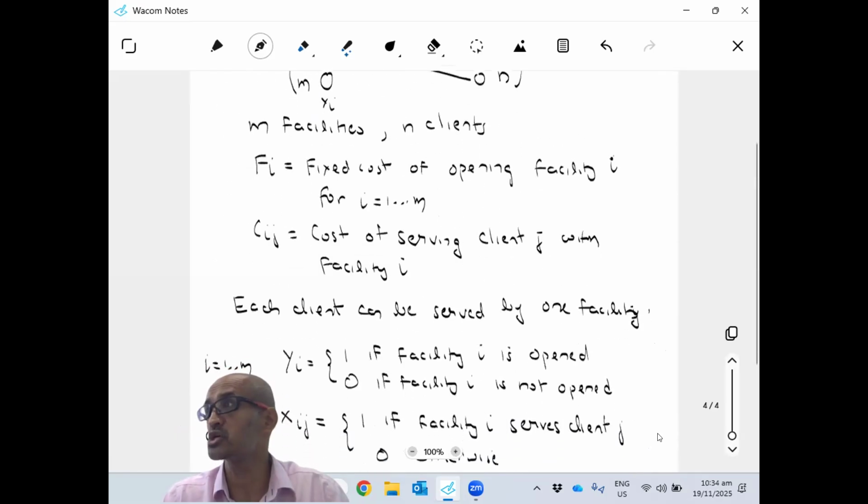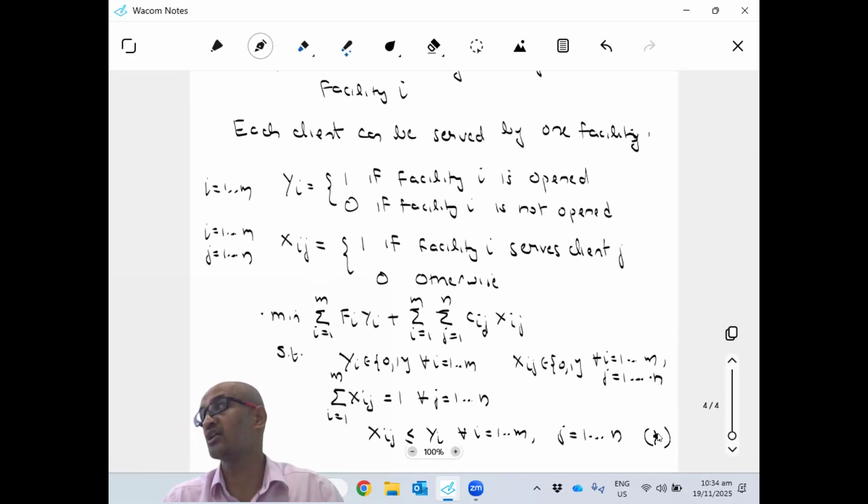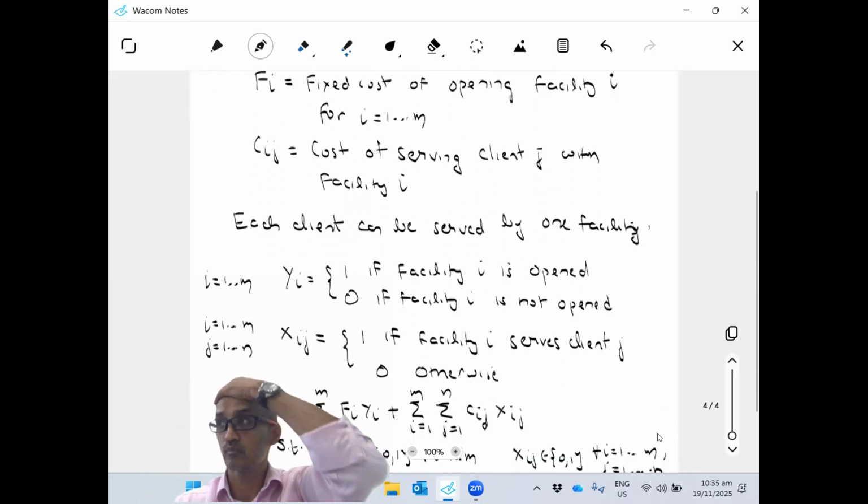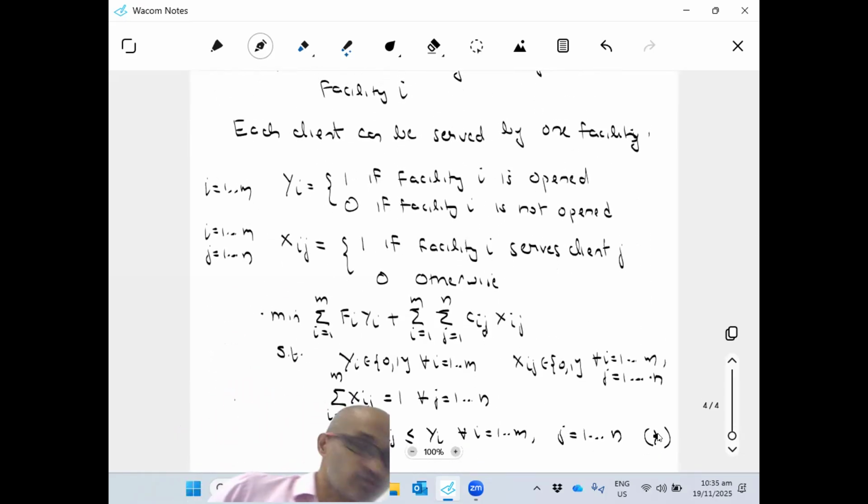Any questions with this formulation? In fact, this is what is called a disaggregated formulation. Don't worry about it right now. Later on, we will talk about an alternative formulation for the same problem. Okay. Any questions with this so far?